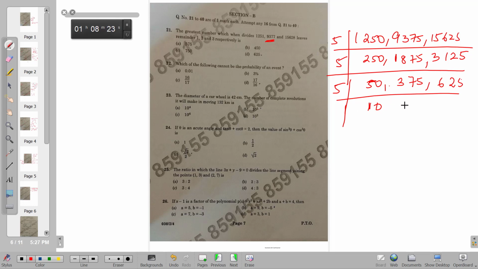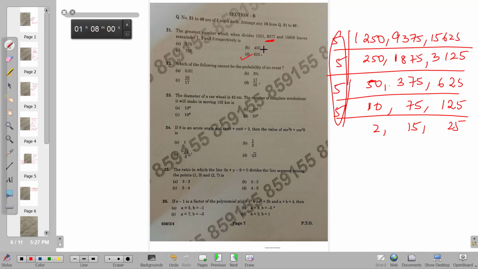I wrote 25 earlier. Yes, I remember now. So this was 5 times 10. This would be 7, 2, 5. And here I have 125. Now I can take 5 common again and we are left with 2, 15 and 25. We have to stop here. So the HCF is 5 to the power 4, which is 625.